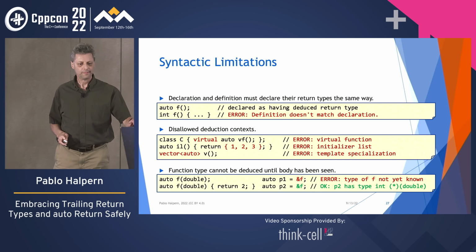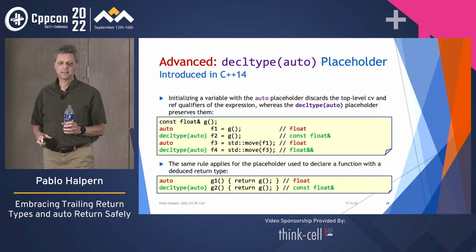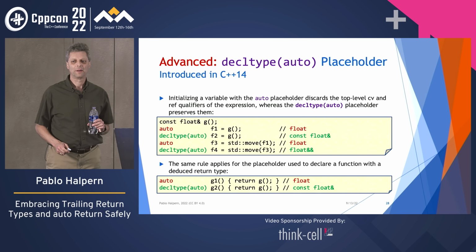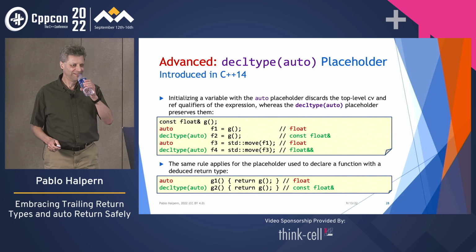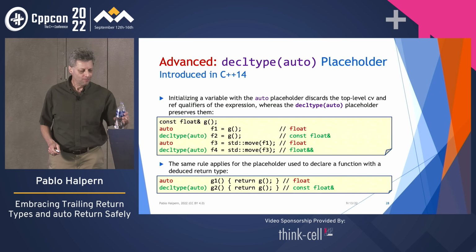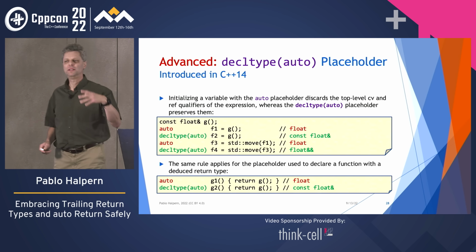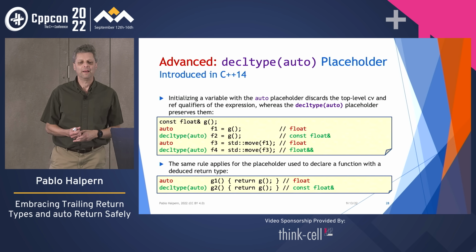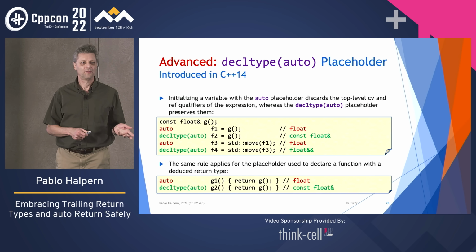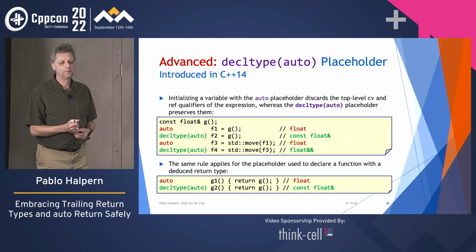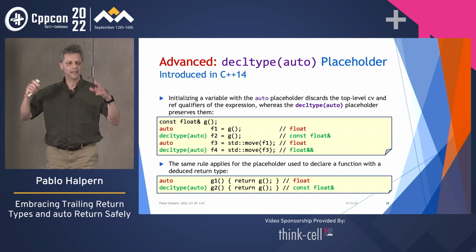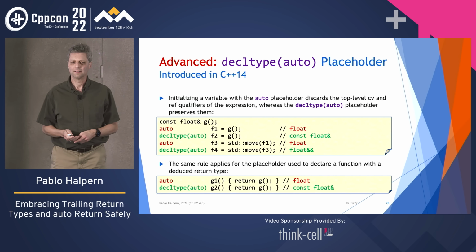I'm going to mention decltype(auto), which is a little bit more of an advanced feature, and it was introduced in C++14. decltype(auto) solves some problems that auto caused, if you will. When you deduce something using decltype(auto), it preserves the value category of the thing it's deducing. So if it's a reference, you preserve the fact that it's a reference, a little bit like the decltype operator preserves the value category of the expression it was given.